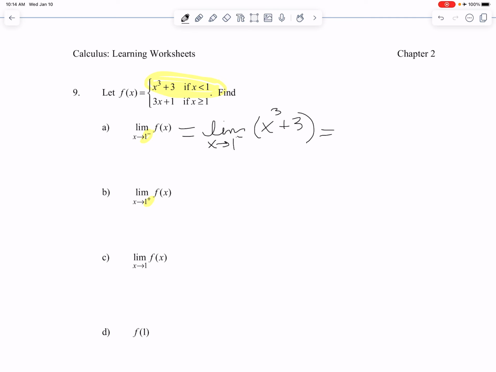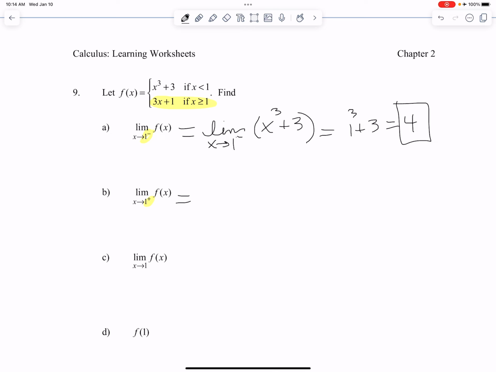And as x is going to 1, that's 1 cubed plus 3, which gives us 4. Okay. Now, for part B, we're looking at it from the other side. So now we're looking at it from the right side of 1. And on the right side of 1, that's when x is greater than 1. So we'll look at that bottom function.